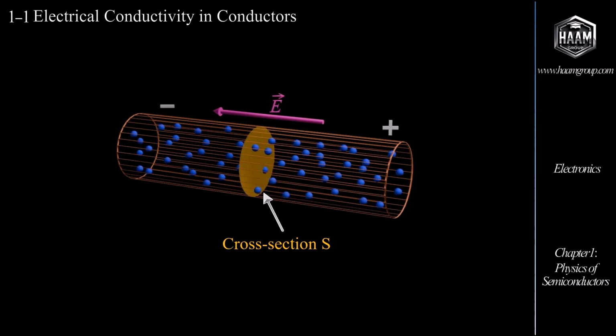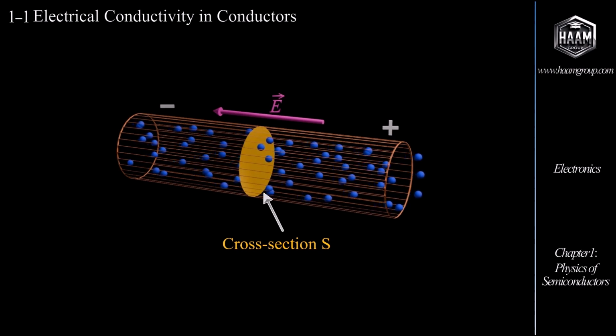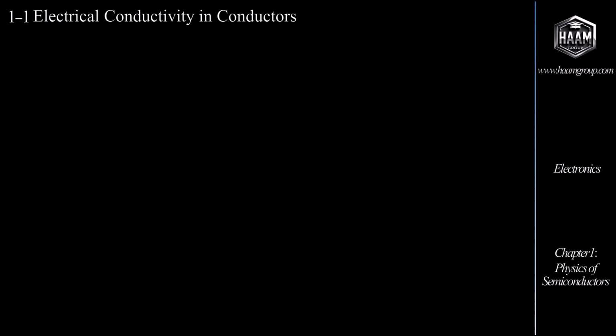Now consider a cross-section of the conductor, its area denoted by S. During a time interval Δt, a charge Δq passes through this cross-section. We can therefore define the current I as I equals Δq divided by Δt. And in this case, a current is generated. However, different materials vary in terms of the amount of free electric charge they contain.